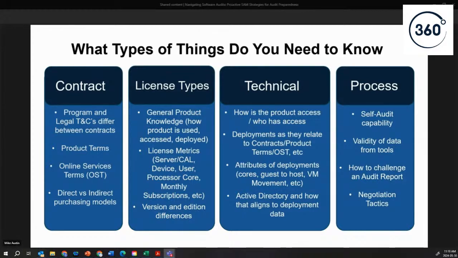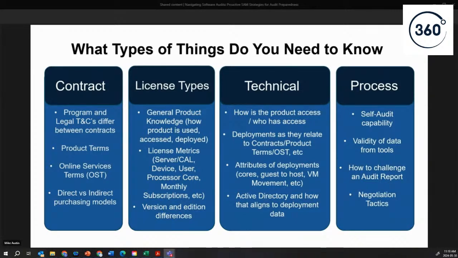So understanding the technical access of the product is important. Also understanding external access and what ramifications that has from a licensing perspective. So do you have contractors, third parties, consultants, those sorts of things that are accessing these systems and licenses, and what does that mean, right? You also have to understand deployments as they relate to the contract product terms and things like that.